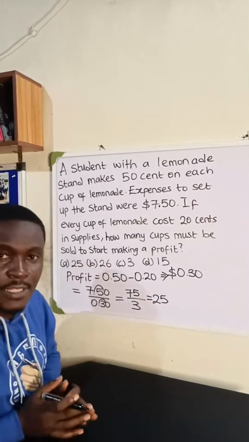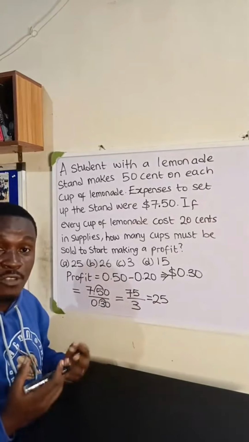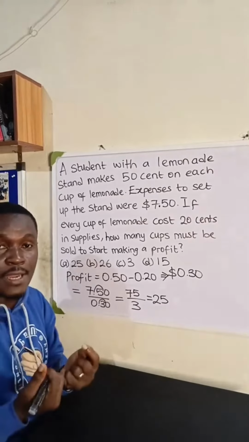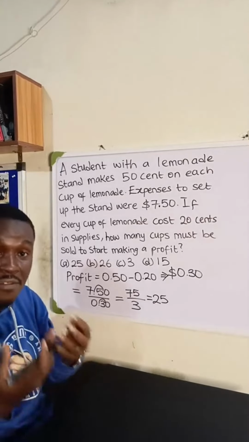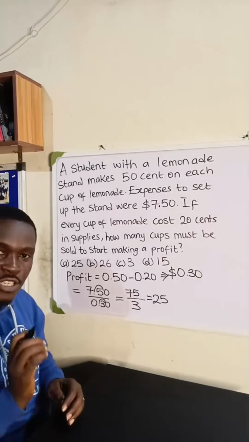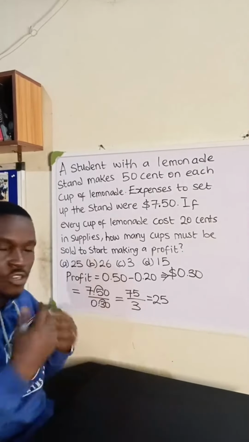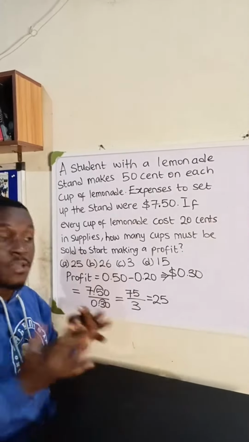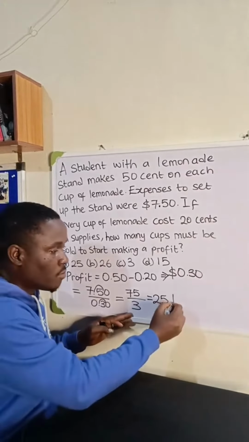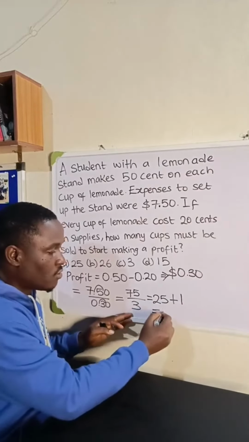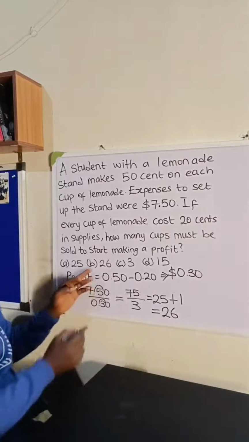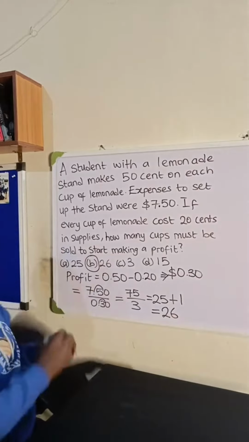But is 25 the answer? So 25 is the number of cups she needs to sell to break even, to get back the amount of money she invested in the business. That means she needs to sell one more cup, right? For her to begin to make a profit. So the number of cups she needs to sell to start making a profit is actually 25 cups plus 1, which gives us 26. So that means the answer to this question is B.